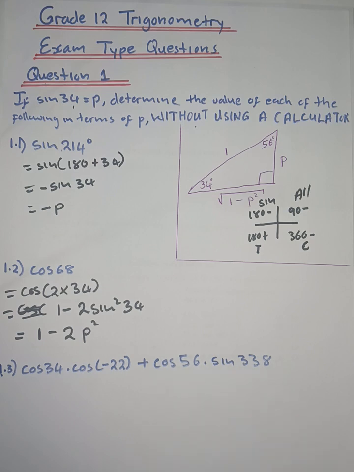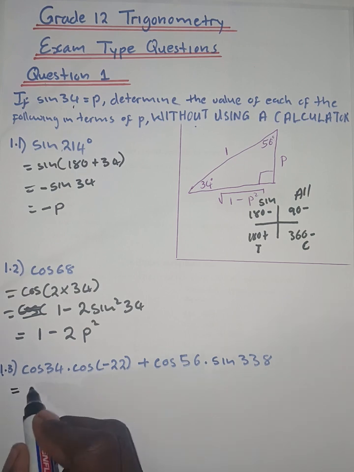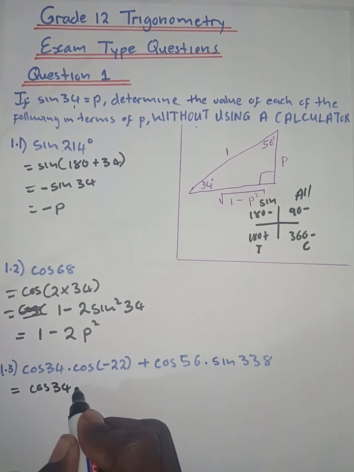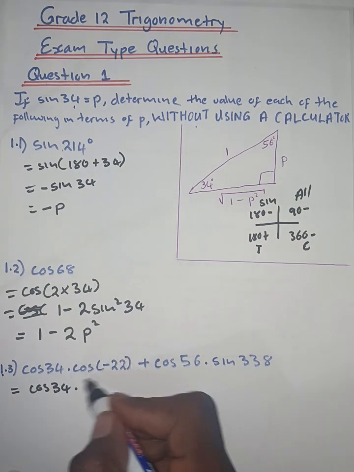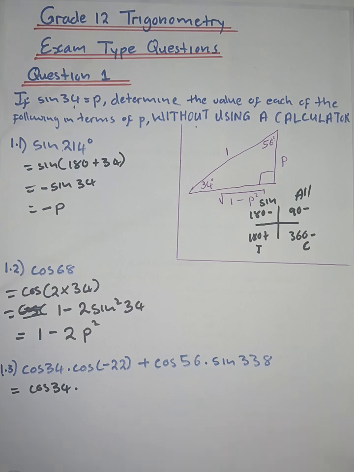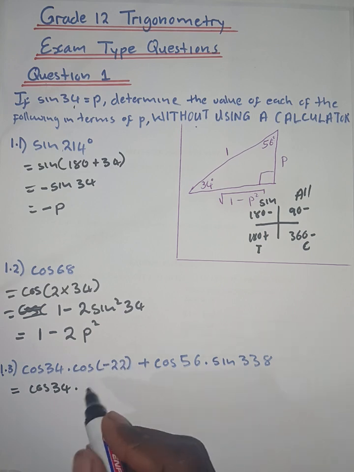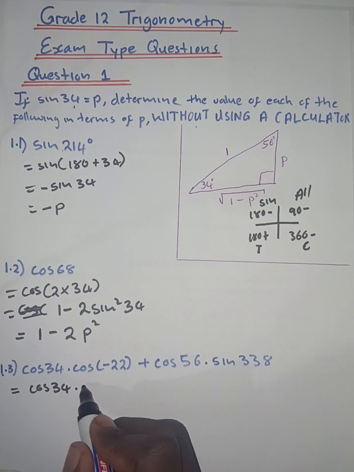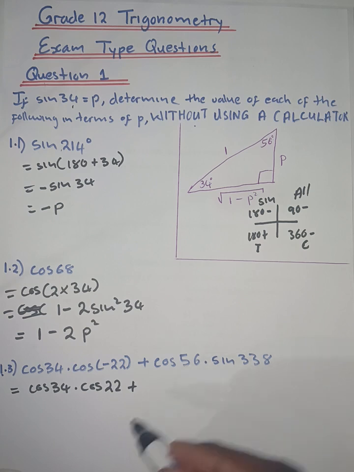So I'm going to try to rewrite this side such that it matches what's on this side. So this would be cos of 34 multiplied by, and we don't work with negative angles, so we're just going to add 360 to that. It's on the third quadrant, so it will be 360 minus 22. We know cos is positive there, so this will just be cos of 22 degrees, plus, again, I'm just going to leave that for now.